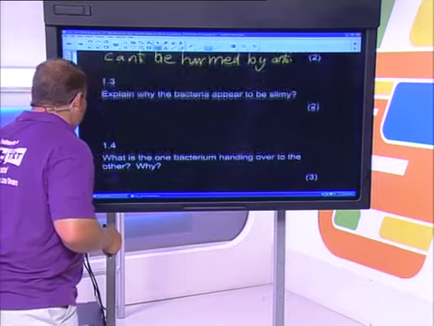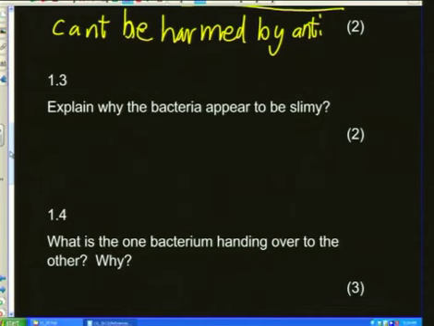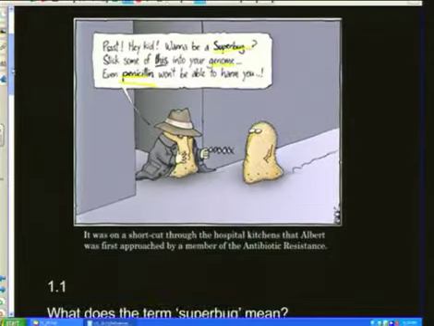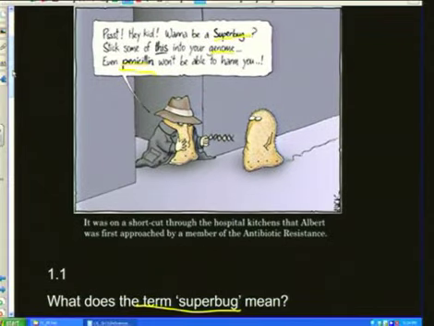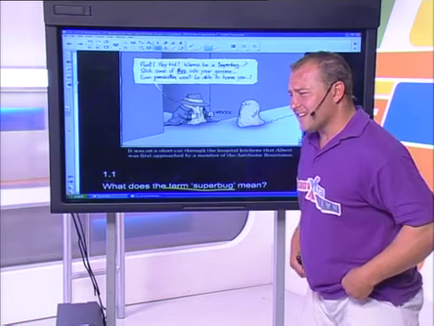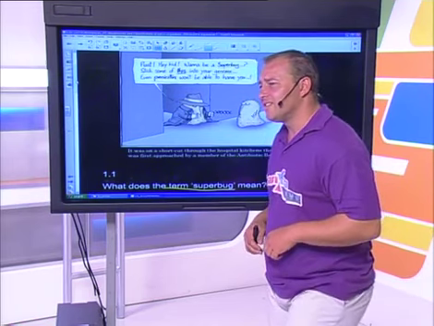Next one. Explain why the bacteria appears to be slimy. Did you see it slimy? What's slimy? They said, explain to me, what do you think? Why do you think the bacteria is slimy? It does look slimy, doesn't it? Bacteria looks slimy. Look at it. It's like a snail. Oh, that thing. This thing.